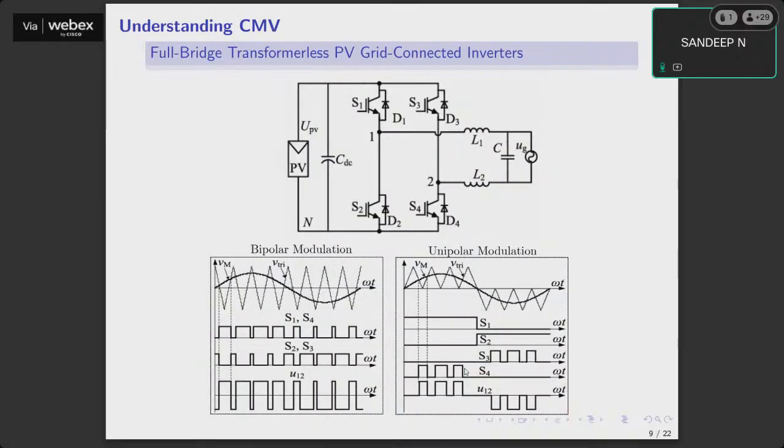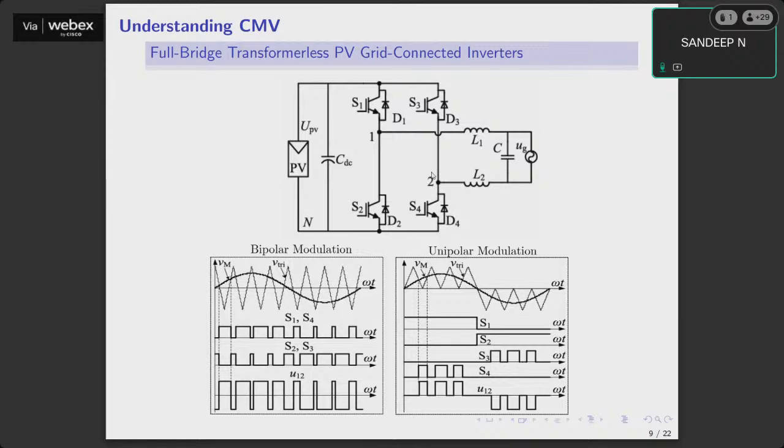Okay, next, understanding common mode voltage. We'll take up some examples to see how a PWM method is going to impact your common mode voltage, and how structurally we can modify a given inverter so that the leakage current is reduced. Now, this is the first example that we'll try to see.